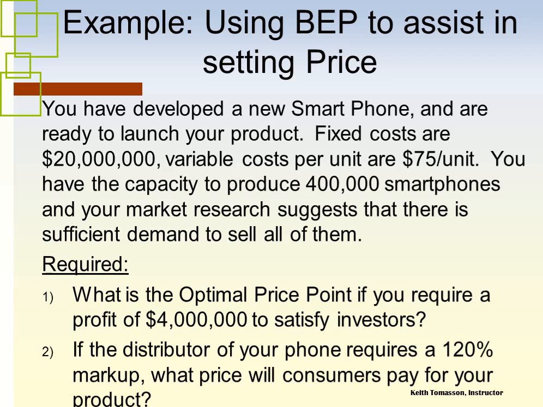So we want to determine two things. First, what is our optimum price point that we as manufacturer will require to generate a profit of $4 million because we need to satisfy our investors and give them a return on their capital. Second thing we want to understand is if the distributor of our phone requires a markup of 120%, what price will consumers have to pay for our product, and is that price competitive with other smartphones in the market? Will we be successful?